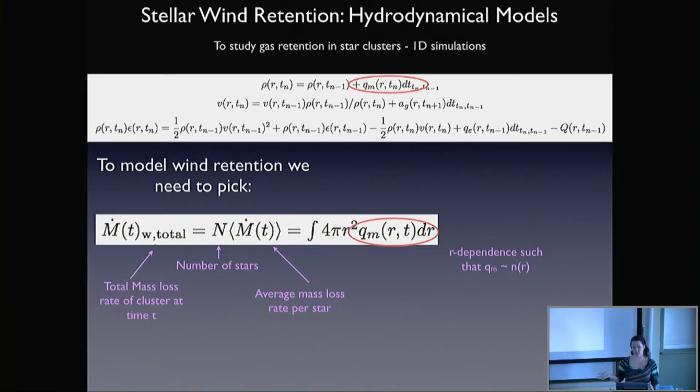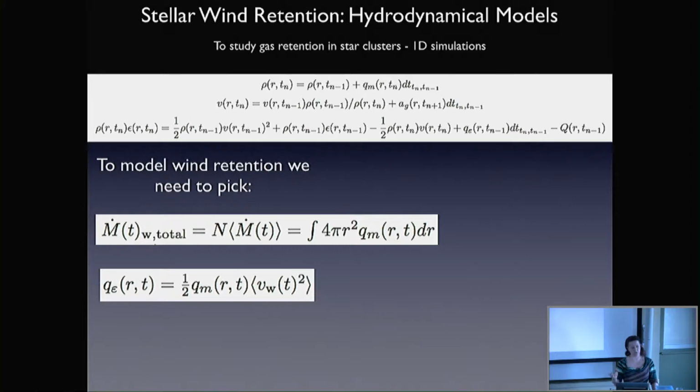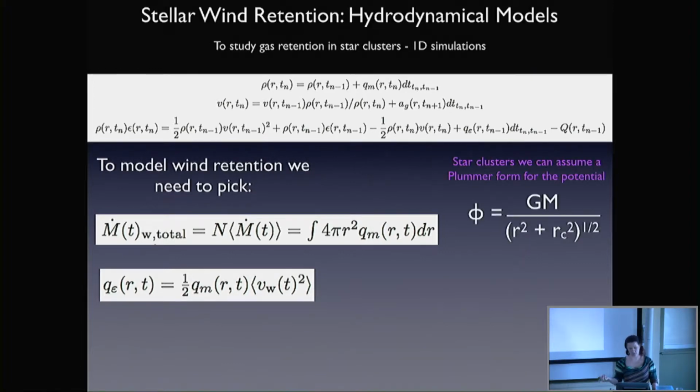But of course, if you have more material being lost more centrally, then that can help aid in retention and things like this. And this is, of course, a function of time, with different stellar populations having different mass loss rates. And also the energy injection, we're going to take as a proxy the average stellar wind of the stars. Also, of course, we're going to have to make some assumptions about the potential. What I'm going to show you just uses a Plummer potential, because theorists like it.